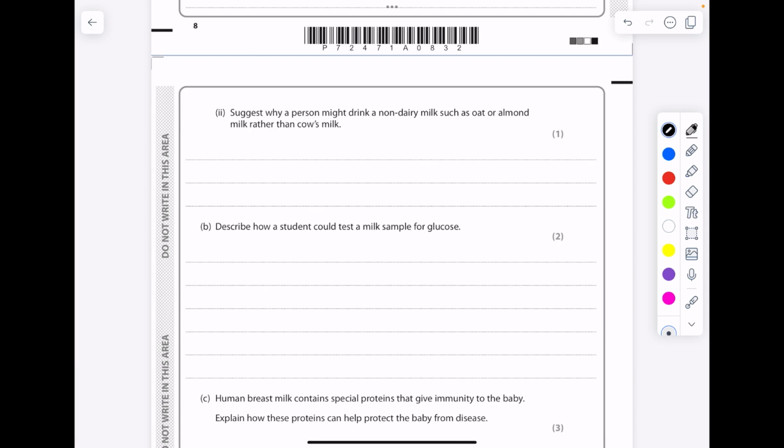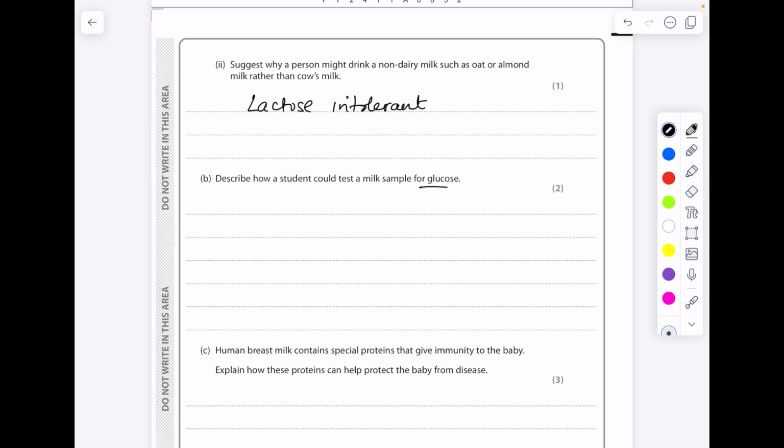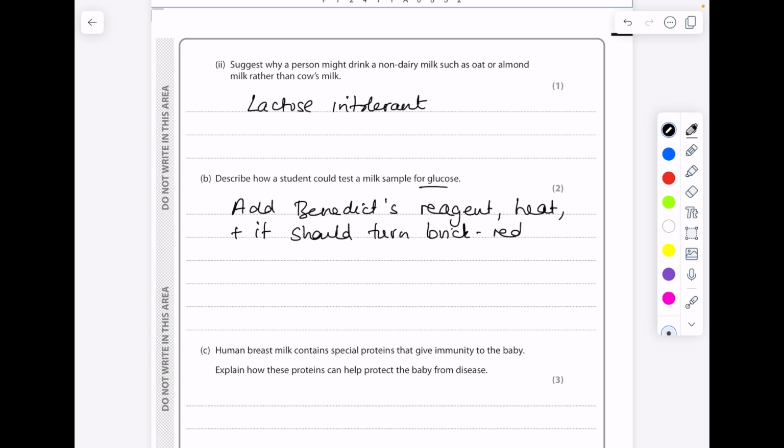Suggest why a person might drink a non-dairy milk, such as oat or almond milk, rather than cow's milk. Lots of options here. They could be vegan. You could also say that they could be lactose intolerant. Describe how a student could test a milk sample for glucose. Add Benedict's reagent. Make sure you have these food tests sorted. Heat. And it should turn brick red. That's your positive result for glucose.